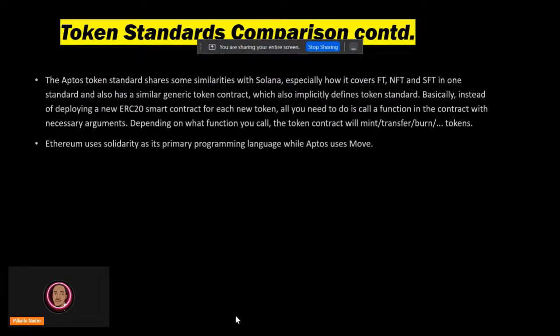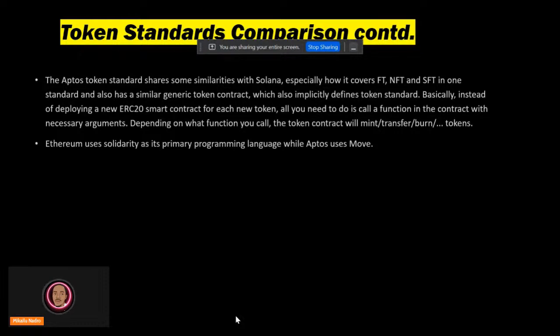And another one we have is the Aptos token standard. It shares some similarities with that of Solana, which explains why Solana keeps appearing here. Especially how it covers the FTs, the NFTs, and the SFTs in one standard. It covers basically all of them in one standard, unlike the ERC, where you have other standards for each. It just makes everything complicated.